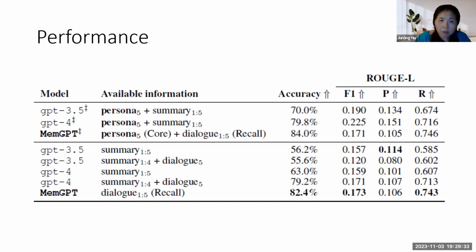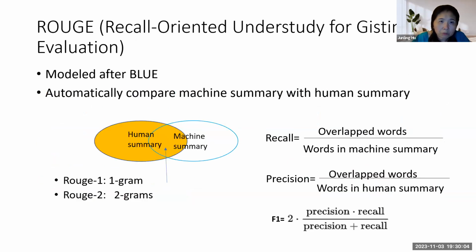In terms of performance, if you look at MemGPT compared to GPT 3.5 and GPT-4, they showed that the accuracy in terms of answers is better than GPT-4. So that's very encouraging. And also they use another measurement called ROUGE. Let me actually explain ROUGE first.